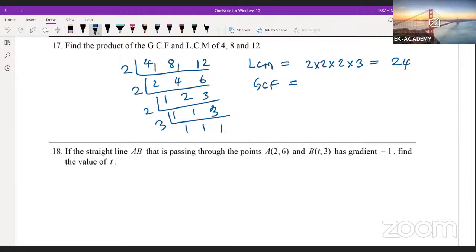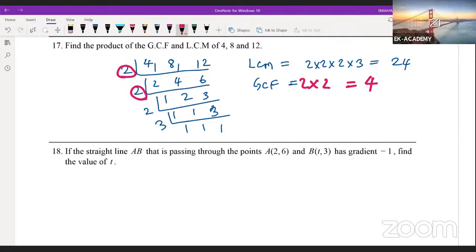GCF, we are going to look for numbers which divide all three numbers without a remainder. And we have seen that 2 is one of them. So it is 2 times 2 again, 2 times 2, and the result is equal to 4.